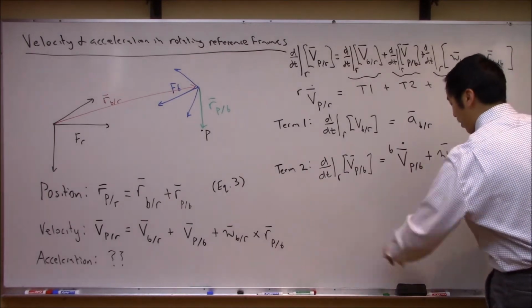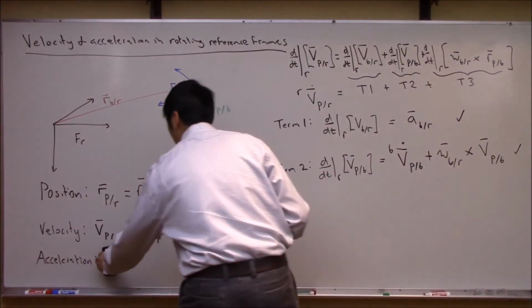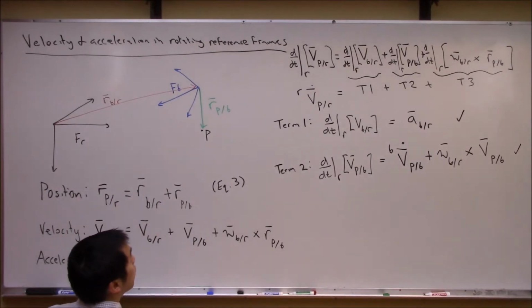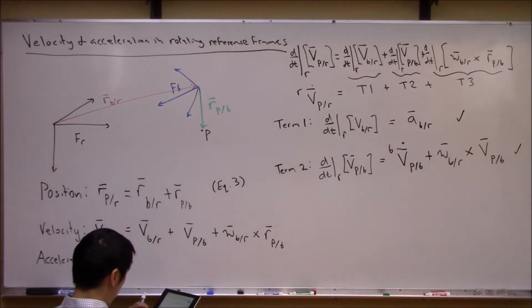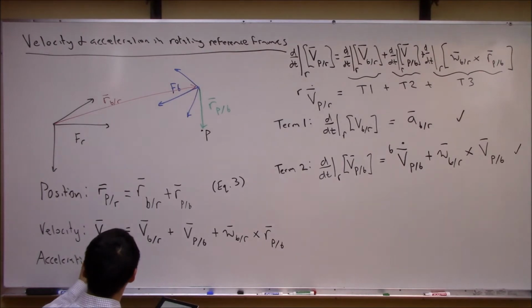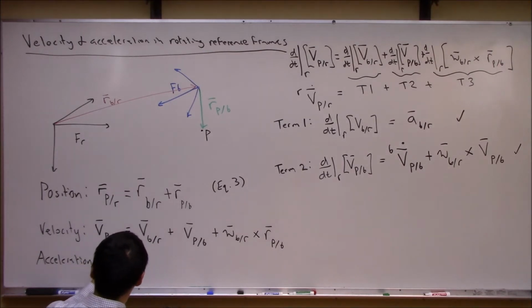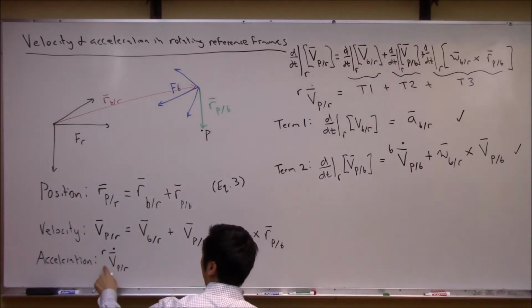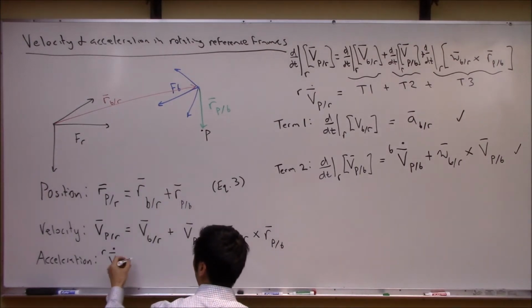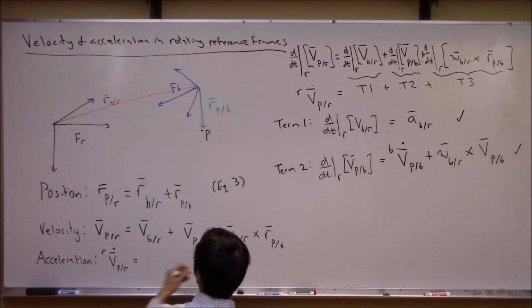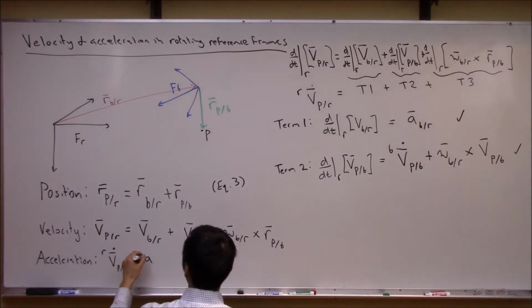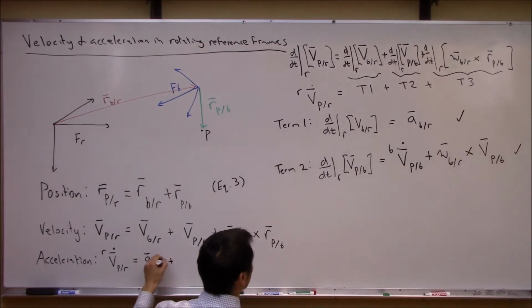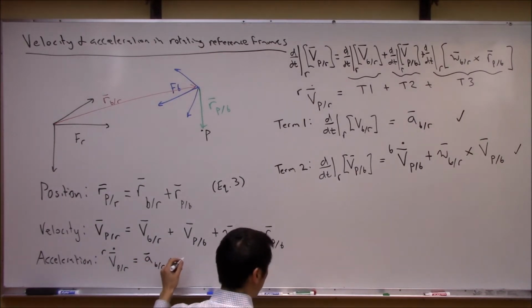Let's put them down here in our giant acceleration expression that we're going to start building up. The acceleration expression I'm looking for is the total inertial acceleration from the reference frame. This is going to be term 1, which is a b with respect to r, plus term 2, which we just worked out.